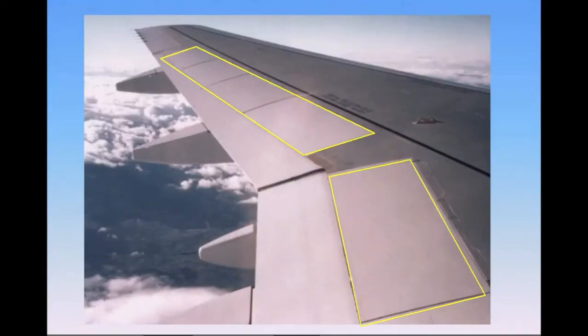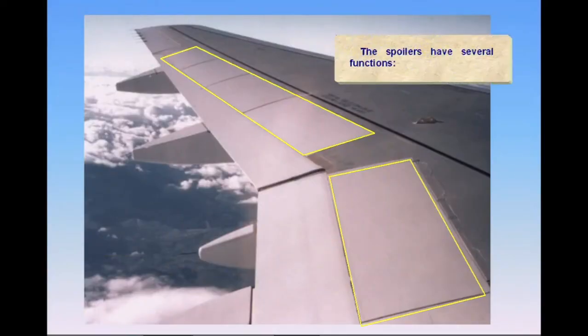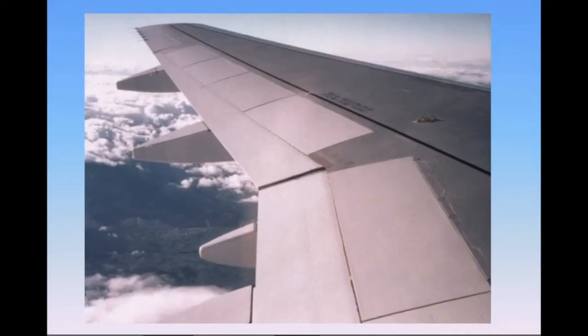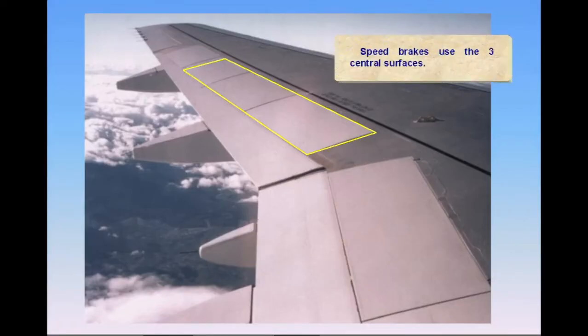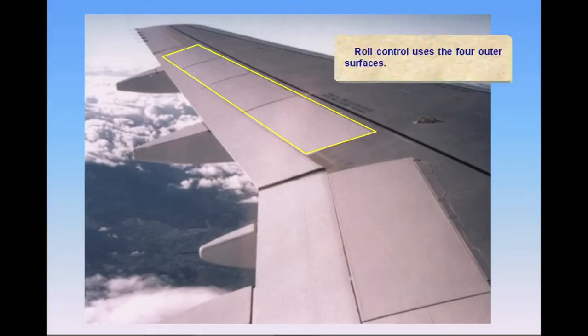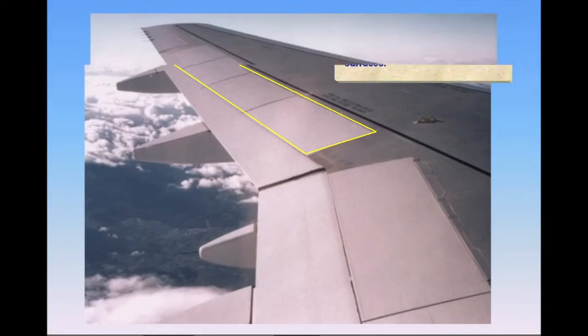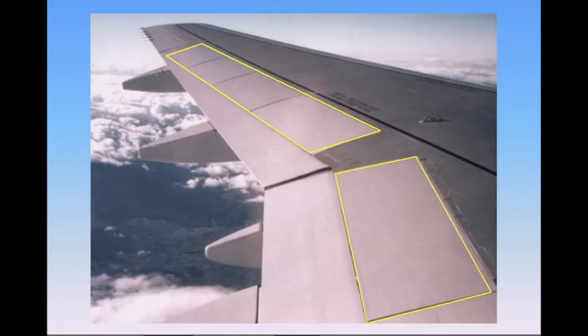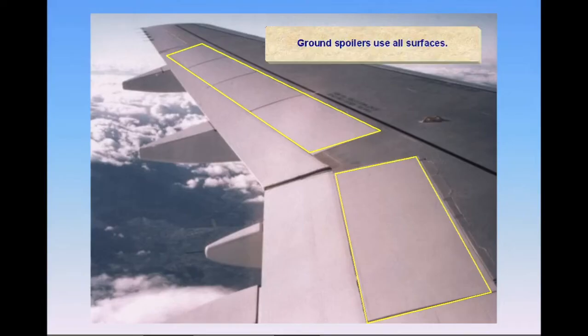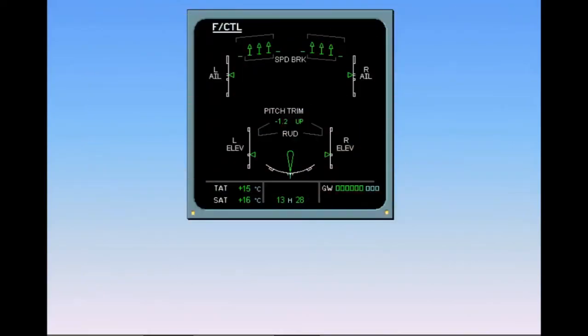The spoilers have several functions. Speed brakes use the three central surfaces. Roll control uses the four outer surfaces. Ground spoilers use all surfaces. On the ECAM flight control page, the spoiler extended position is indicated by small arrows. In this illustration, the speed brakes are extended.